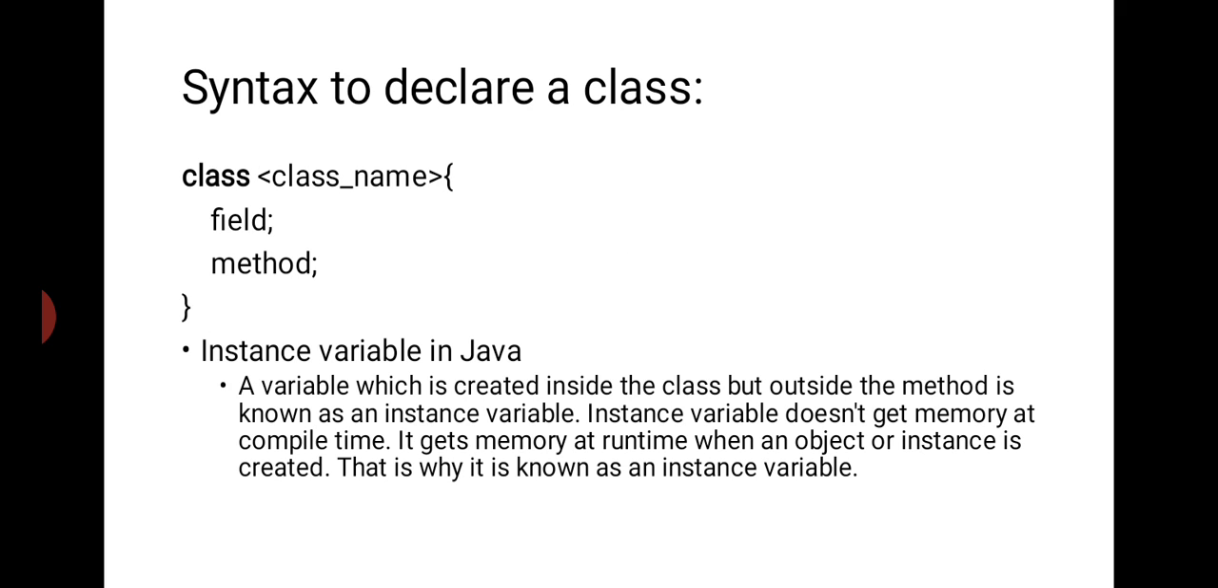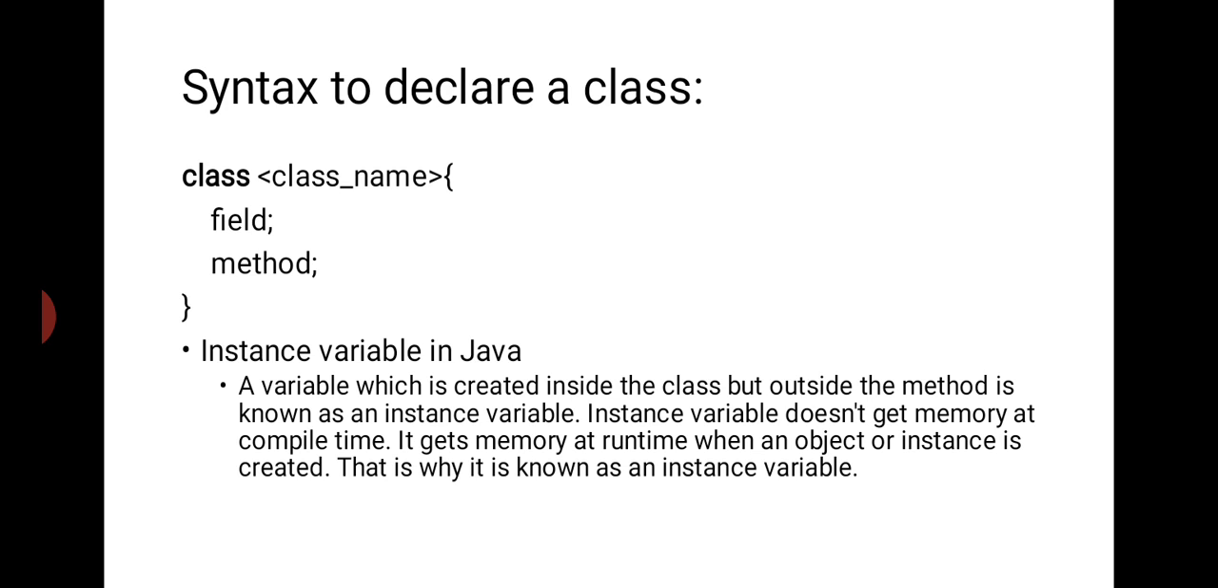Now, how to declare a class in Java? Its syntax is the keyword class followed by the class name, then opening curly braces. Within the braces you can specify the fields and methods. Here fields specify the attributes which we are going to use, and methods specify what functions the class or a program is going to perform.